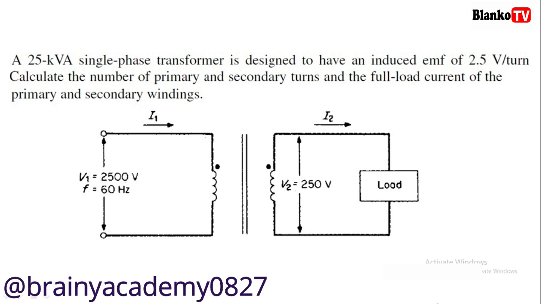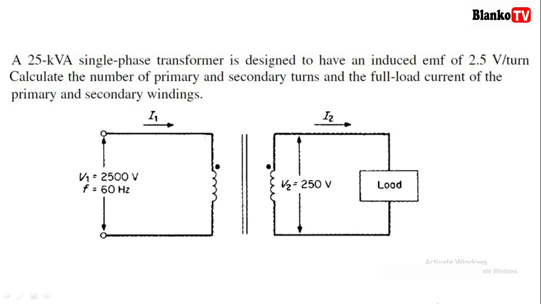A 25 kVA single phase transformer is designed to have an induced EMF of 2.5 volts per turn. Calculate the number of primary and secondary turns and full load current of the primary and secondary winding.